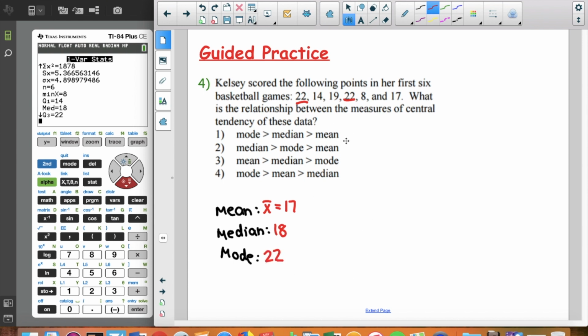So now this is listing them. This is saying that the mode is greater than the median, which is greater than the mean. Let's see, the mode is 22. It's saying 22 is greater than the median, which is 18, which is greater than the mean, which is 17. That seems correct. Okay, now we can go through the rest of them, but we don't have to, so 1 is our answer.